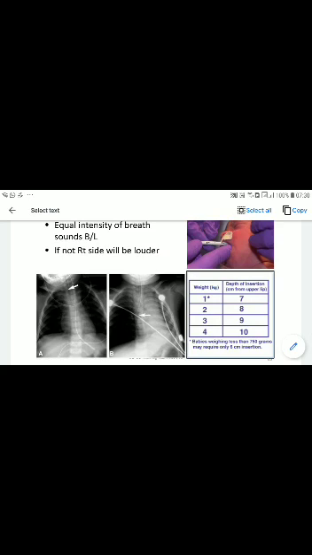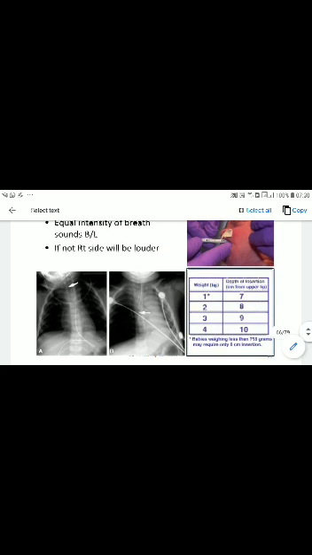And how much should the endotracheal tube be pushed into the trachea? If it is 1 kg, 7 centimeters; 2 kg, 8 centimeters; 3 kg, 9 centimeters; 4 kg, 10 centimeters.